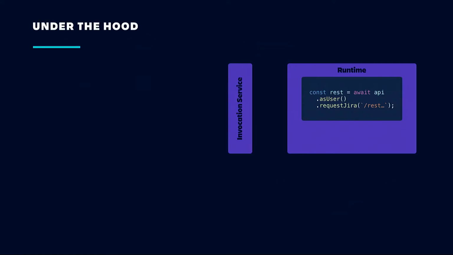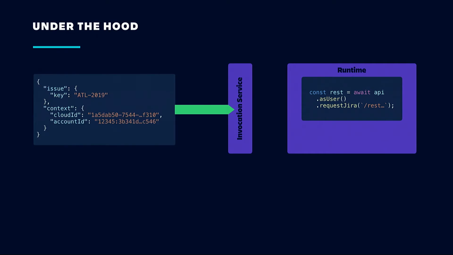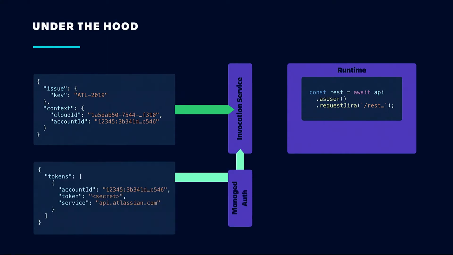And so how does that work under the hood? It's exactly this pattern that I showed you before. Say you access a Jira issue. Your function will receive some data about the context. So there's the issue key, there's tenant information, there's user information. It doesn't look exactly like that, but conceptually that's quite accurate. And we can augment that with the token information for that particular user that we get from the managed auth service in this particular case.